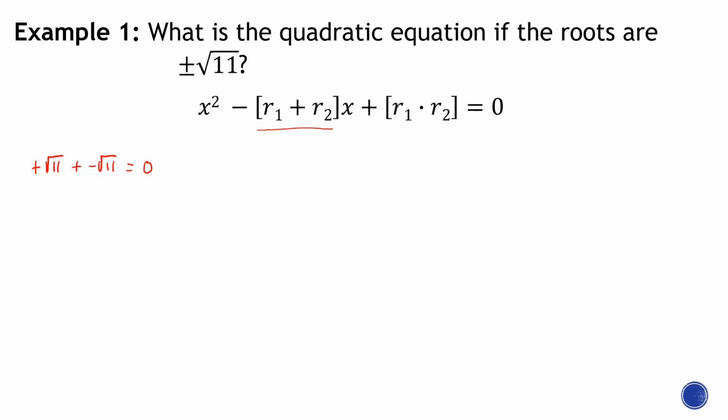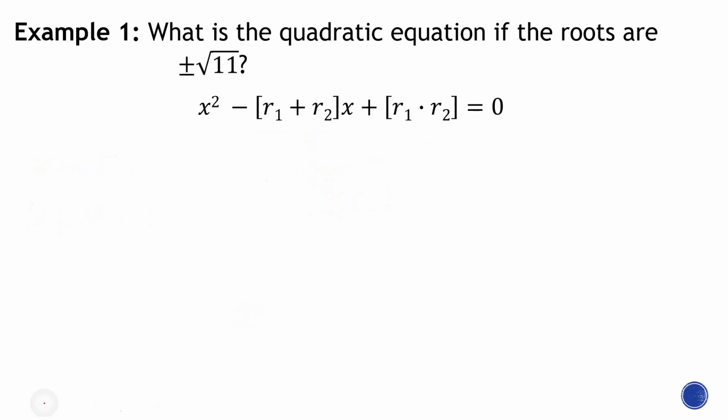And then next will be the product. That is square root of 11 times negative square root of 11. That is equal to negative 11. So square root of 11 times square root of 11 is 11, and there's a negative sign outside, so we'll just put that. Negative times positive equals negative. So this is 0, this is negative 11, which means that the answer here is x squared minus 11 equals 0.